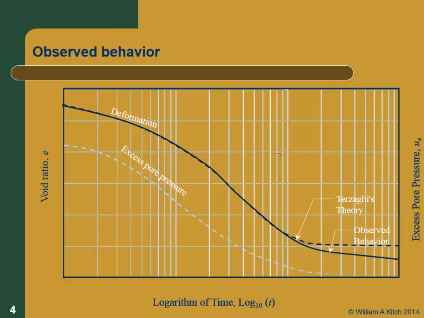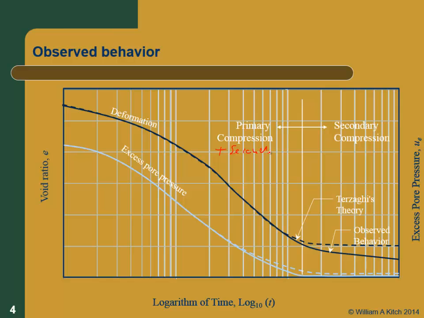And if we measure the excess pore pressure, Terzaghi tells us it never goes to zero, but we observe that it actually does go to zero. On the left-hand side, we really should say this is primary plus secondary. But on the right-hand side, by definition, if there's no excess pore pressure, there's no change in effective stress, so that has to be completely secondary compression.